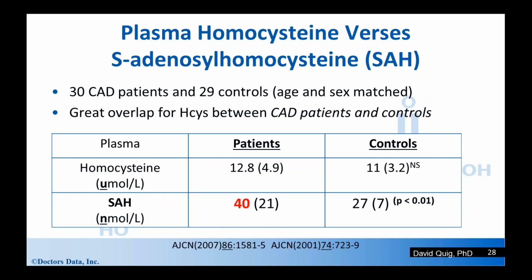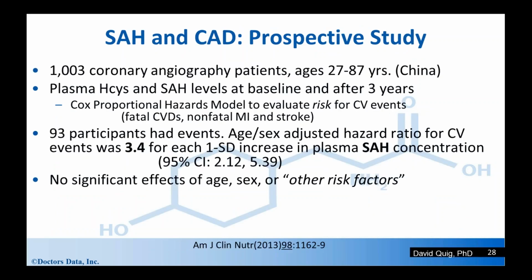And I waited with bated breath for about 12 years, and finally, in 2013, researchers from China published a study in which they looked at over 1,000 coronary angiography patients, ages 27 to 87. And they looked at plasma homocysteine and SAH levels at baseline, and then after 3 years. Then they applied the Cox proportional hazards model to evaluate risk for cardiovascular events, which included fatal cardiovascular disease or fatal MIs, non-fatal MIs, and stroke.